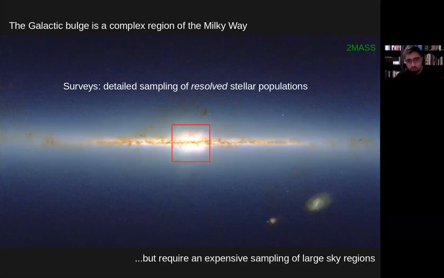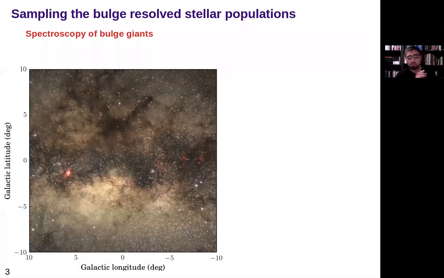And all of them have provided a very detailed sampling of the properties of the stars in all those components, and in particular in the bulge. But they require an extensive sampling of large sky regions. We need to observe star by star, and that's expensive in telescope time. So we need that because we want a detailed sampling of structures such as the bulge. We also want a statistical sampling, because we want to assess the detailed distribution of properties and eventually the relation between them.